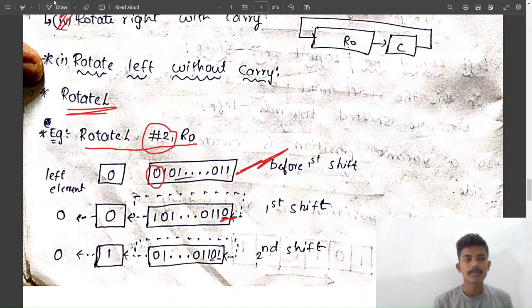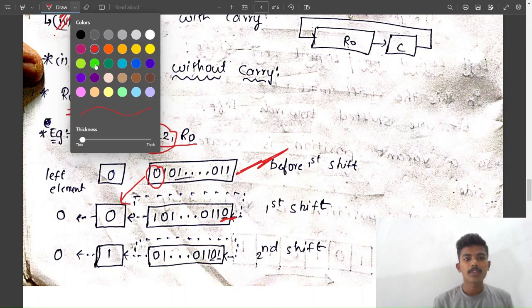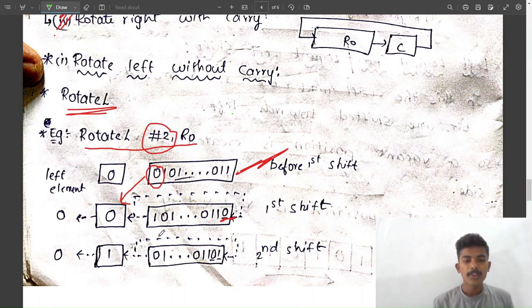So this 0 is being shifted here, and all the bits are moved towards the left side. So 1 0 1, so on 0 1 1, and here a vacant position is created. As we are moving 0, this 0 will be placed in this vacant position. So this is what is meant by rotate left without carry.